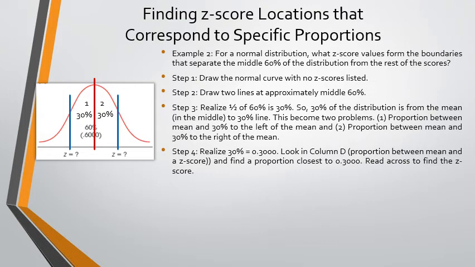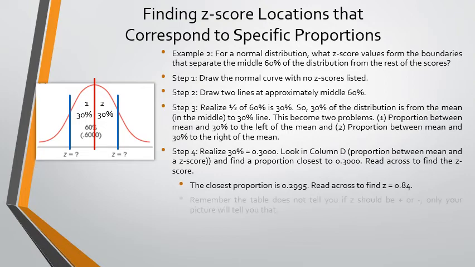0.3000. And because we're talking about the proportion between a mean and a z-score, we're going to look in column D, and we're going to find a proportion closest to this. Then we're going to read across and figure out what z-score that is. The closest proportion I can find in column D is 0.2995. I read across, and this tells me that z is equal to 0.84.